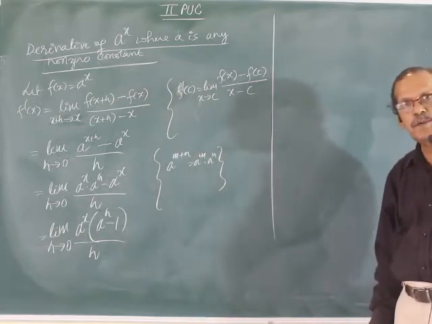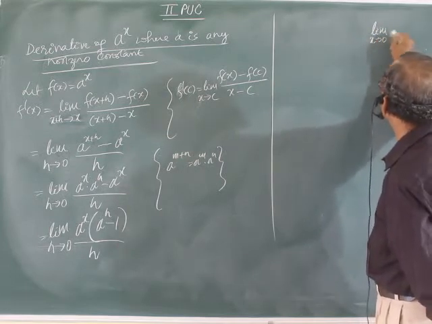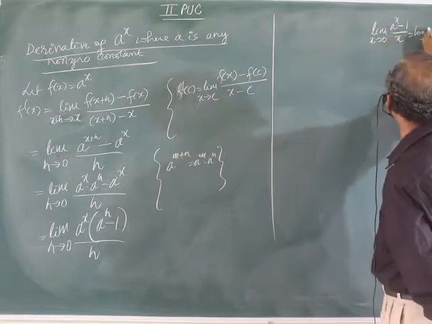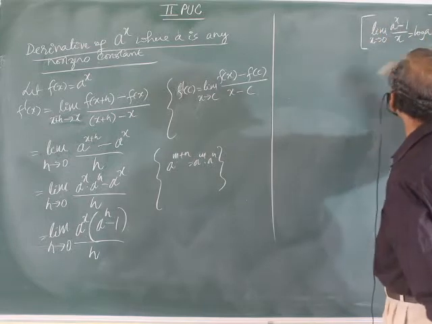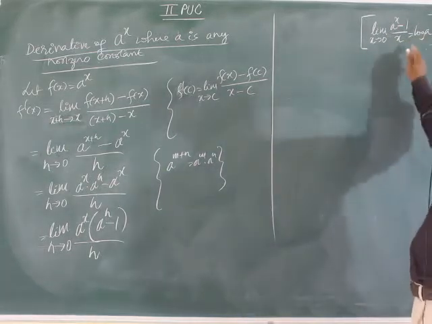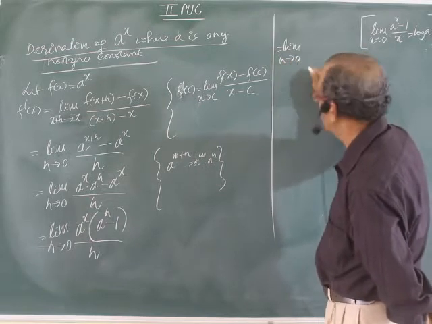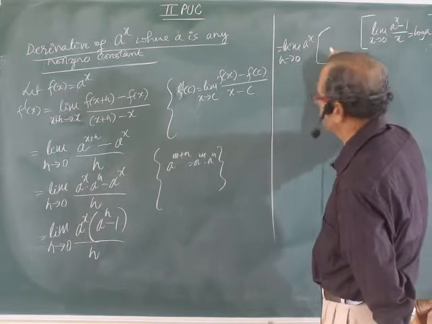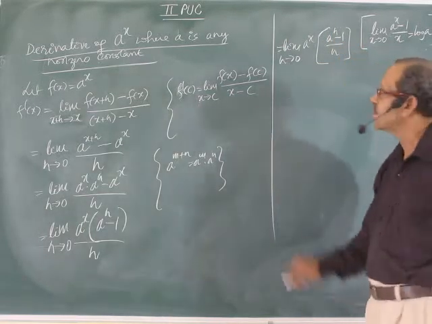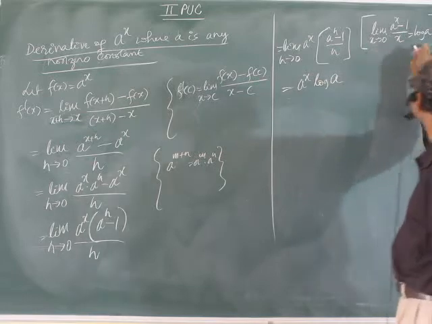Again recall the first PUC limit chapter. Limit of x tending to 0, a to the power x minus 1 by x is, do you remember this? Log a. It is there in the formula list. It is given in the first PUC. So here the same formula you have to use. Limit h tending to 0, a to the power x into a to the power h minus 1 by h. a to the power x, and this is log a.